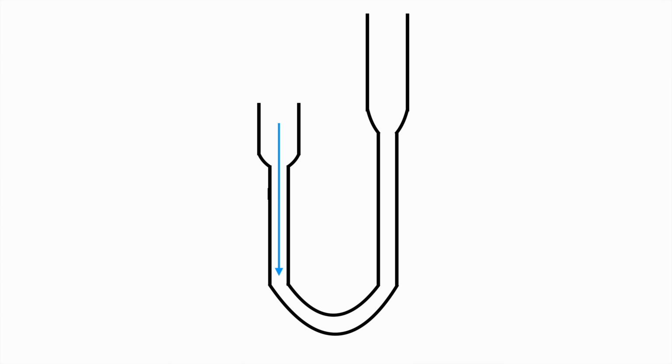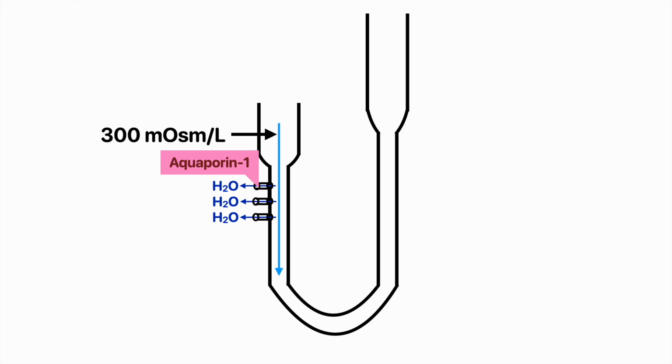The filtrate that enters Henle's loop is isotonic to blood with an osmolarity of approximately 300 milliosmol per liter. The descending limb is freely permeable to water, but it is impermeable to sodium ions. As the filtrate passes down the descending limb, water comes out into the interstitium via aquaporin 1 channels, which are present in the thin part of the descending limb. But there is no movement of sodium ions.